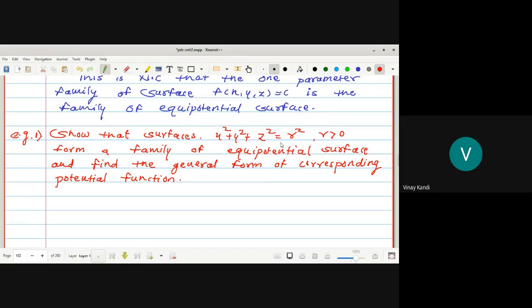Okay, and that family forms an equipotential surface. We have to prove that one. Okay, and find the general form of the corresponding potential function. Also, we have to find the value of psi.